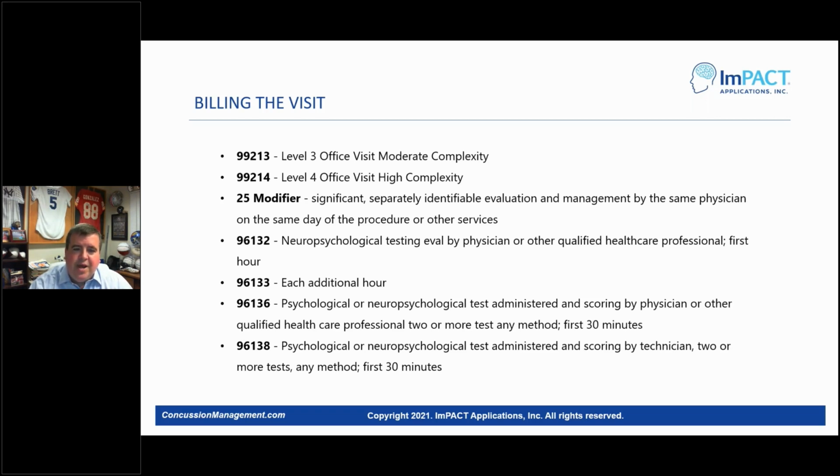We're using that 25 modifier with most of our office visits, and we're really using that because we're adding on, if they talk about other symptoms besides their headache or their concussion, like neck pain or confusion, if there's other diagnosis codes you can add in, then you can add that 25 modifier and have success in doing that. So on top of that office visit, we're billing the 96132 neuropsychological testing evaluation by a physician or other qualified healthcare professional, the first hour.